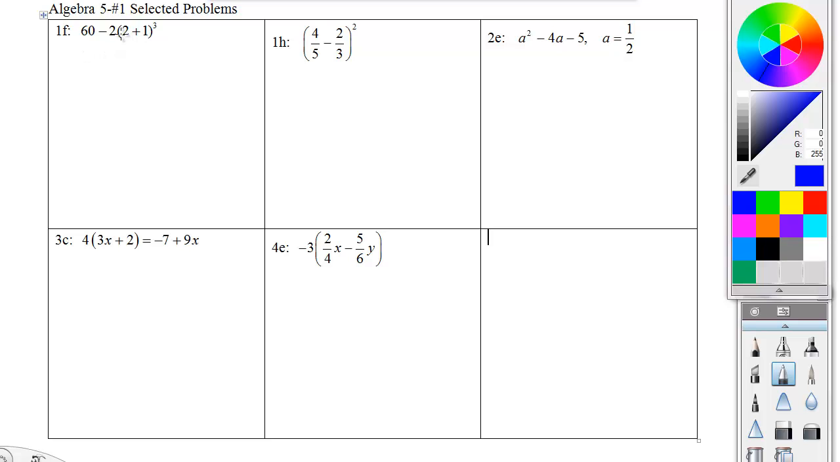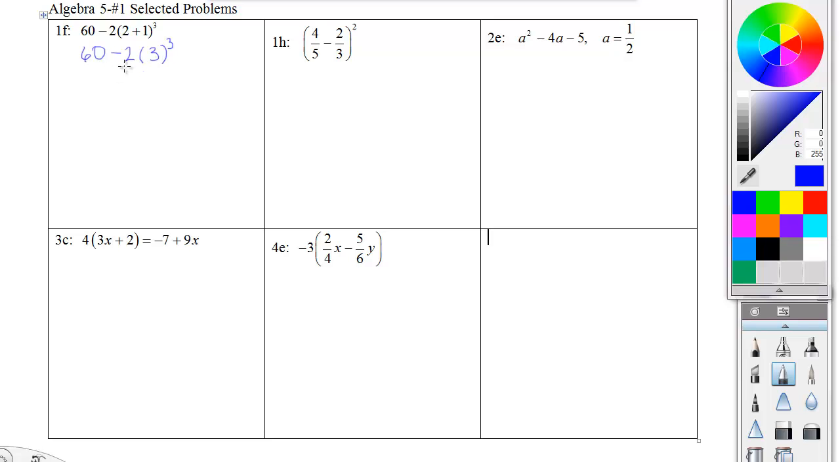So this problem has parentheses in it, so I'm going to go ahead and do what's in those first and recopy everything else. So 60 minus 2 parenthesis to the third power. What's in the parentheses is 2 plus 1, so I'm going to add those together to get 3. And then look at this again to decide what operation I do next.